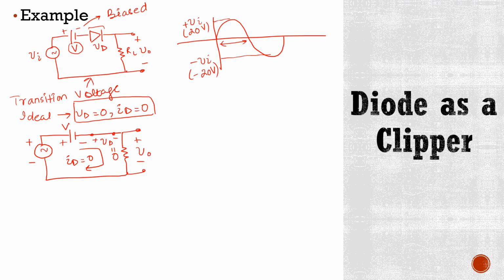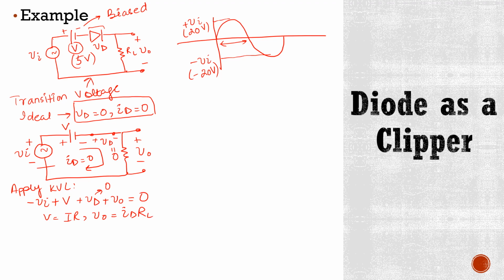And suppose this V is 5 volts. Now if we apply KVL here and we start from this point, this is Vi. So our equation will be minus Vi plus V plus Vd plus V naught is equal to 0. And we know that here this Vd is 0 and from Ohm's law V is equal to IR. So here this V naught will be equal to IDR. We know that this ID is 0, it means this V naught is also 0.